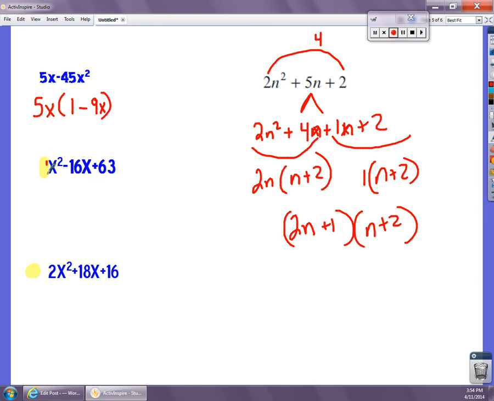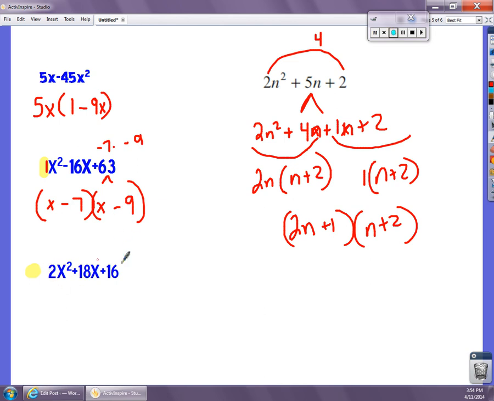Here, it has a 1 in front, so you didn't have to do any of these steps. When it has a 1x squared, you could just factor it into the 2 binomials automatically, and the 2 things that you factor them into are the things that multiply to 63 that add to negative 16, and that's negative 7 times negative 9. So your factored form is automatically x minus 7 and x minus 9.